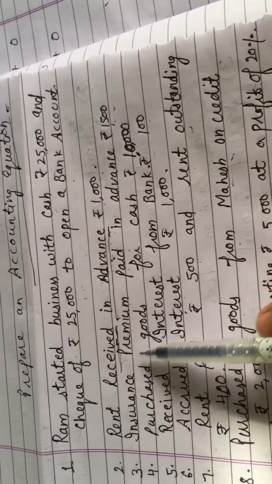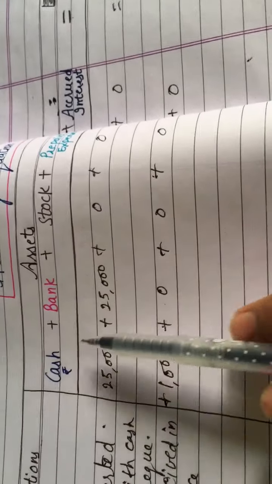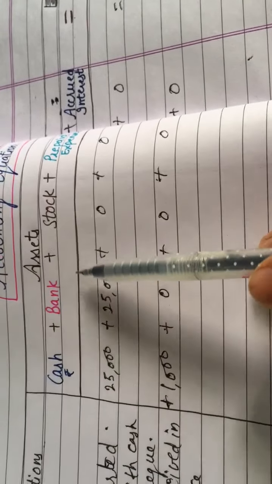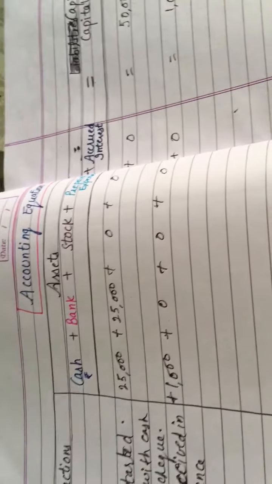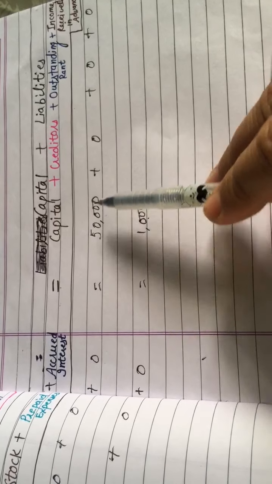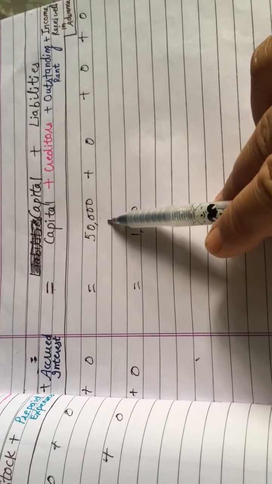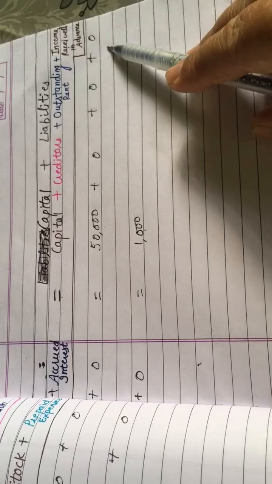First transaction: Ram has started business with cash and he had brought a check also, of rupees 25,000 to open a bank account. So the effect of the transaction is cash will increase by rupees 25,000, bank also by 25,000, stock no change, prepaid expenses no change, accrued interest 0, and capital will be rupees 50,000, that is 25,000 in cash and 25,000 in a check. Creditors 0, outstanding rent 0, and income received in advance is also 0.